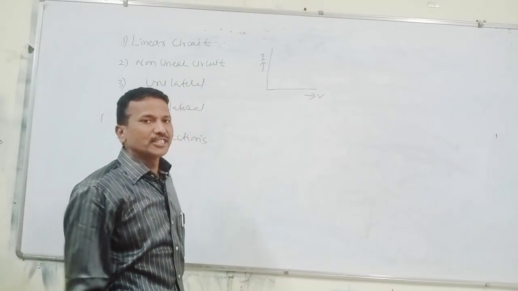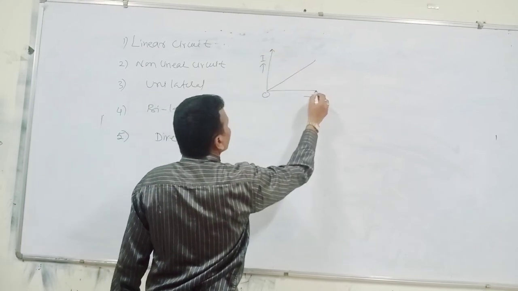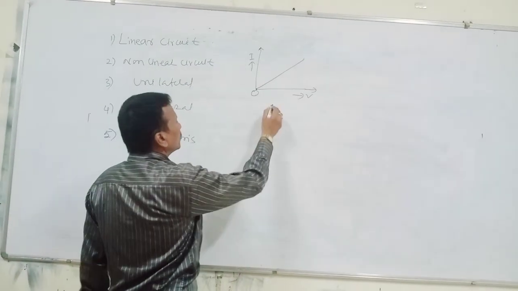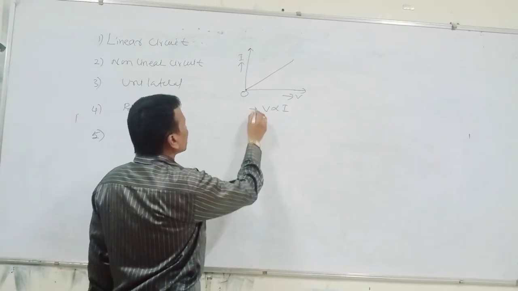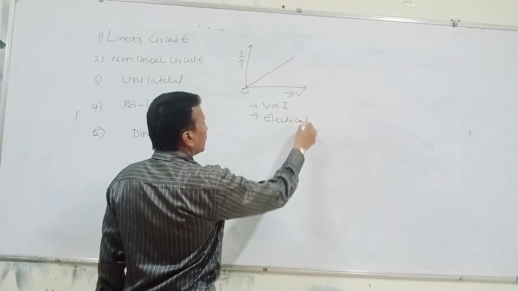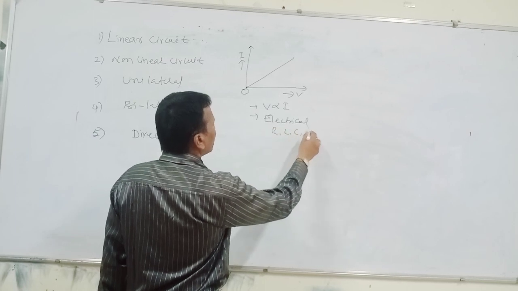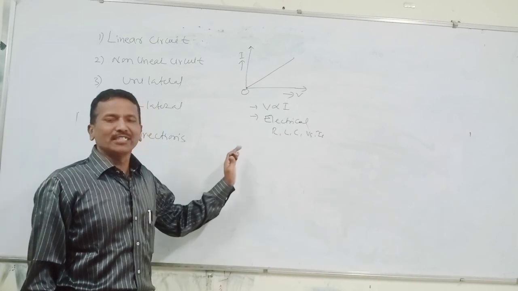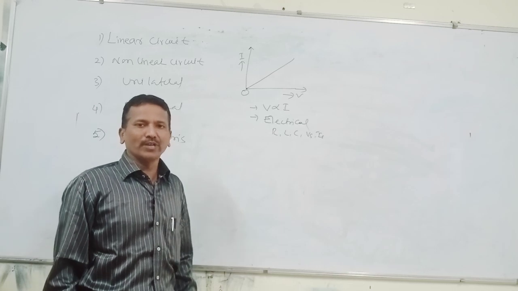The VI characteristics of a linear circuit linearly increase, so from the starting point it is increasing directly. By Ohm's law, V is proportional to the current. Examples are very important here. The linear elements are all electrical components, that is R, L, C, voltage source as well as current source. So this is the basic definition of a linear circuit.